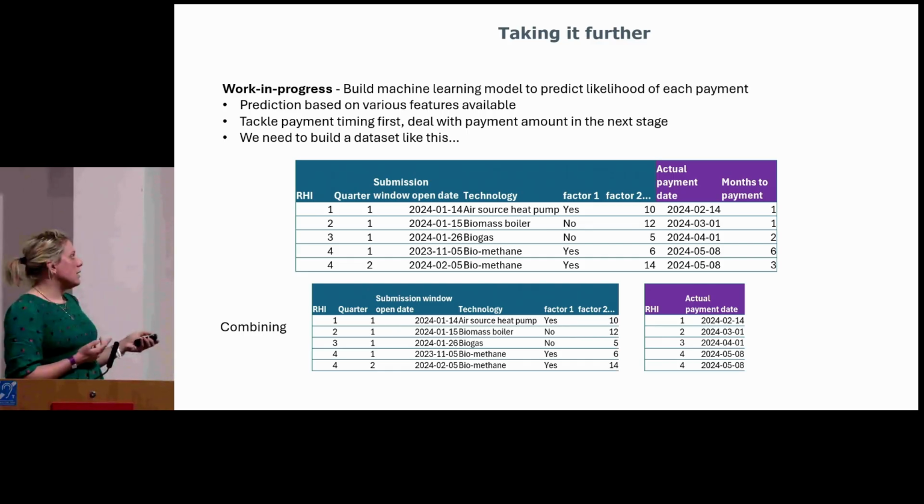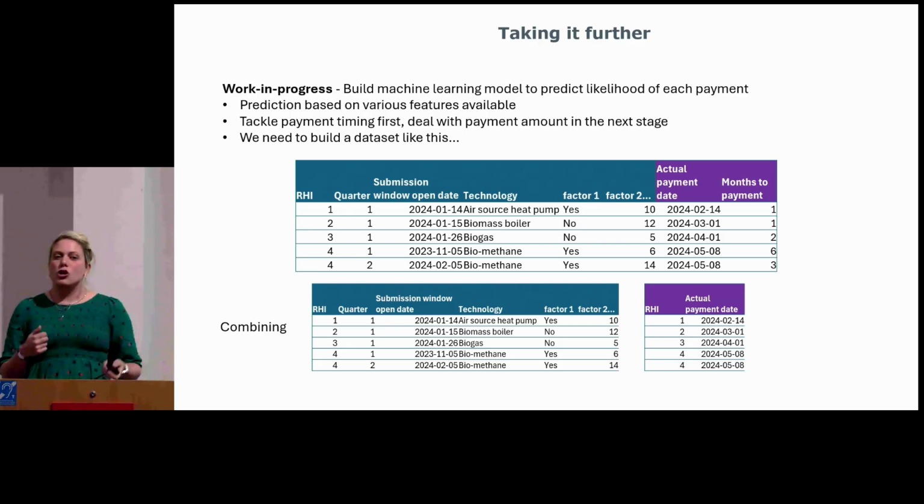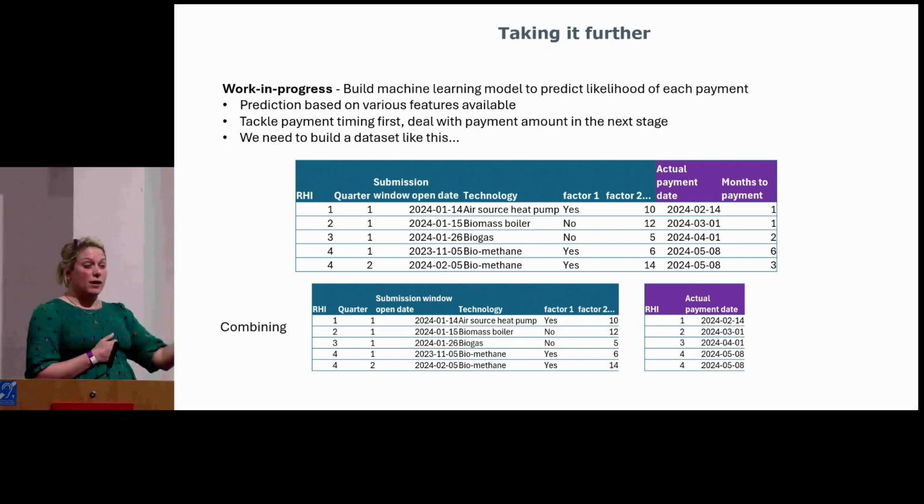For every single RHI, every single incentive, we've got different types of technology they generate, or different types of gas or heat or energy. We know when the window opens for them to pay. What we want to know is the likelihood of when they're going to pay and how much they're going to pay, so we can better monitor this.